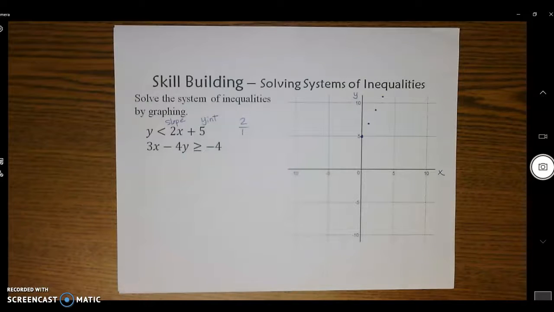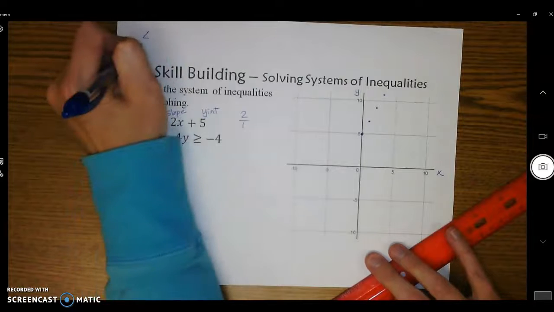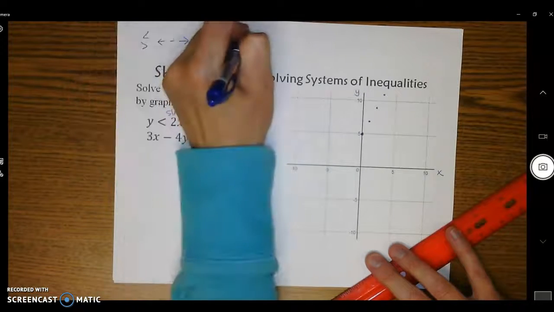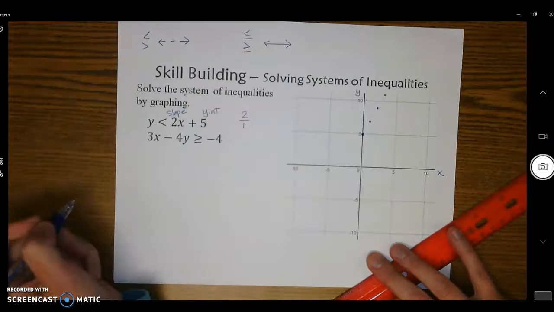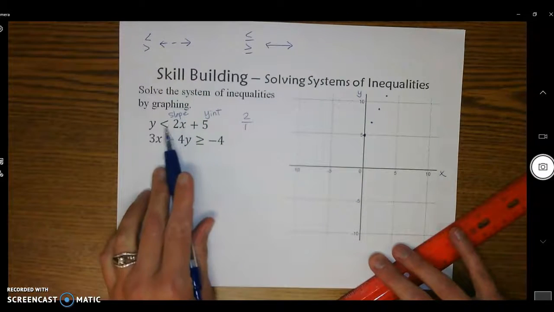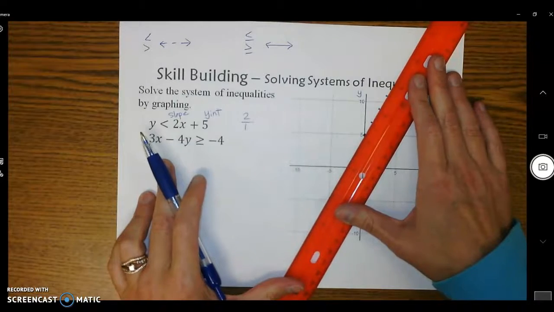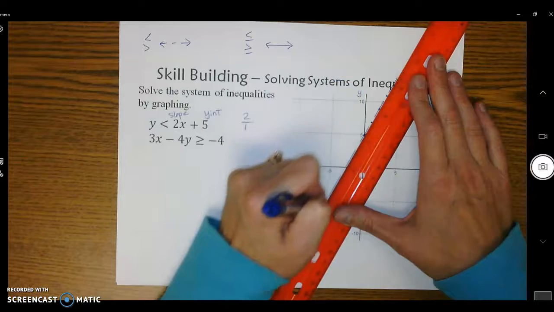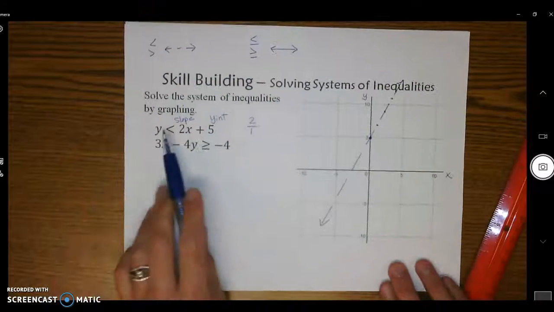And we want to do a dashed line if it's less than, so back to this again. If it's less than or greater than, it's dashed. And if it's less than or equal to, or greater than or equal to, it's solid. So ours does not include points on the line, so we want ours to be dashed. And then I need to figure out where to shade.